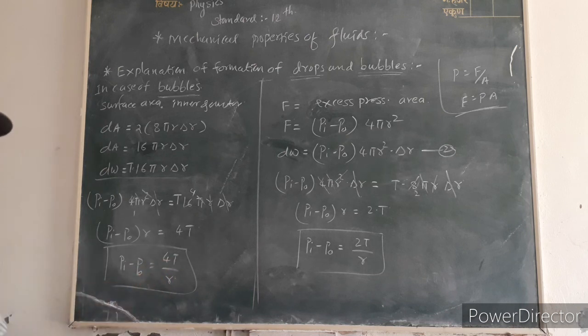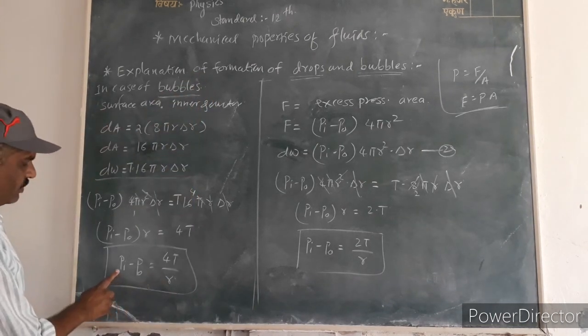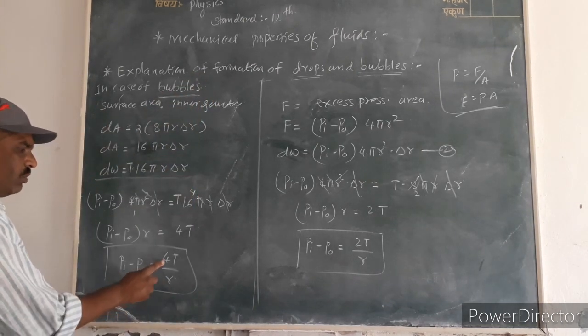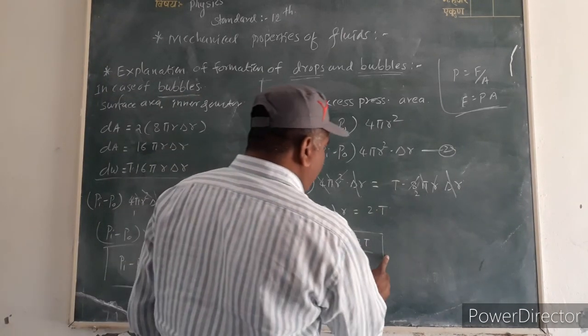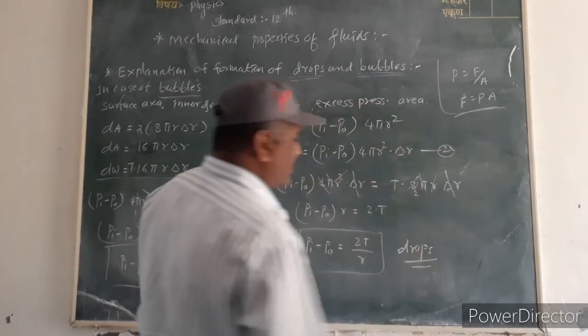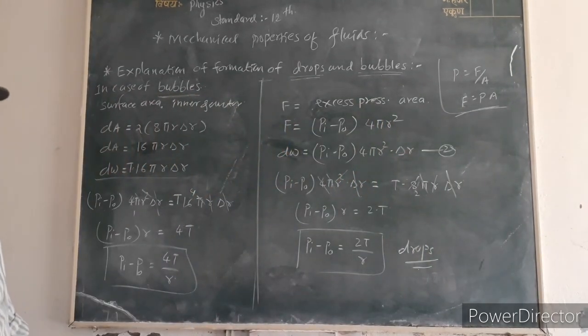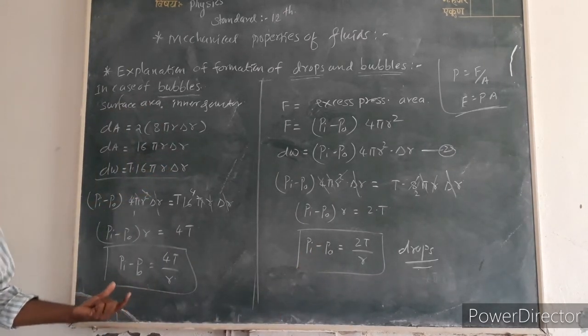This relation is valid in case of bubble. Excess pressure Pi minus P0 is equal to 4T upon R in case of bubble, and Pi minus P0 is equal to 2T upon R in case of drop. This is the excess pressure or extra pressure in drop. This is extra pressure in bubble.